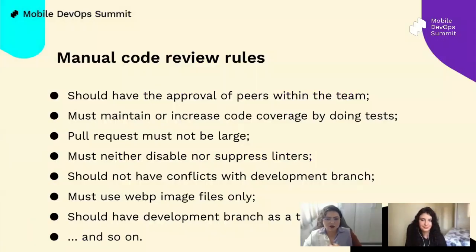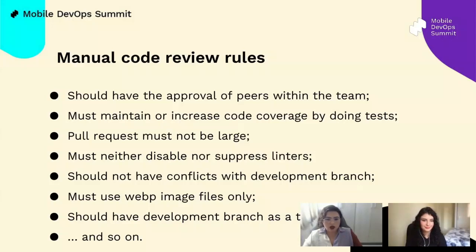Of course not, it wouldn't be simple. We needed to automate the code review rules that our team did manually. These are the main rules for the pull request to be reviewed. It should have at least one approval from peers within the team to ensure business rules, because we don't have visibility of them. It must maintain or increase code coverage by doing tests. Meaning our new code must have code coverage.